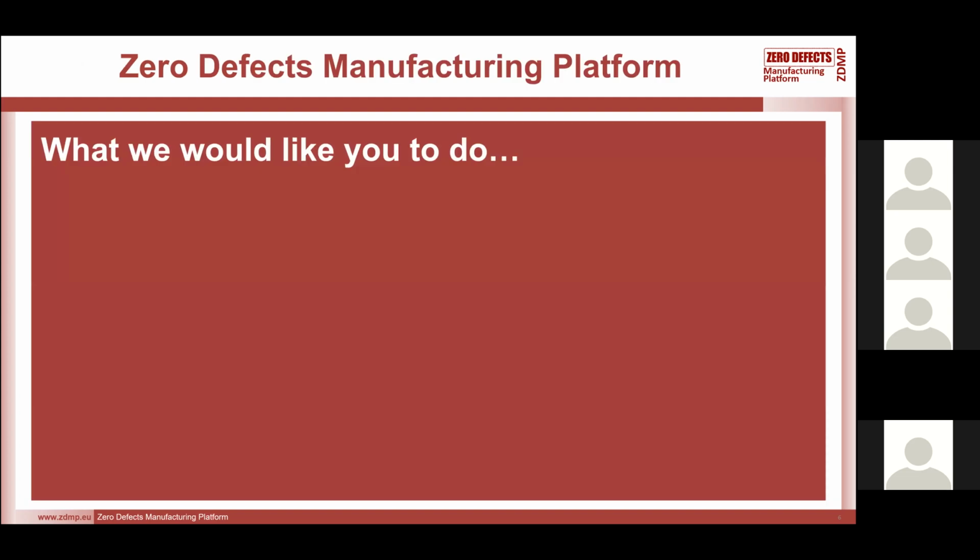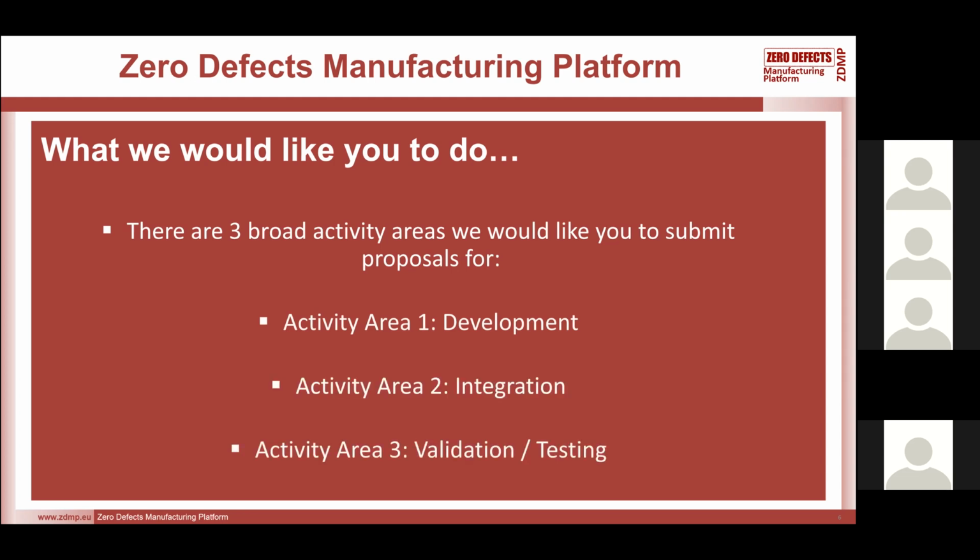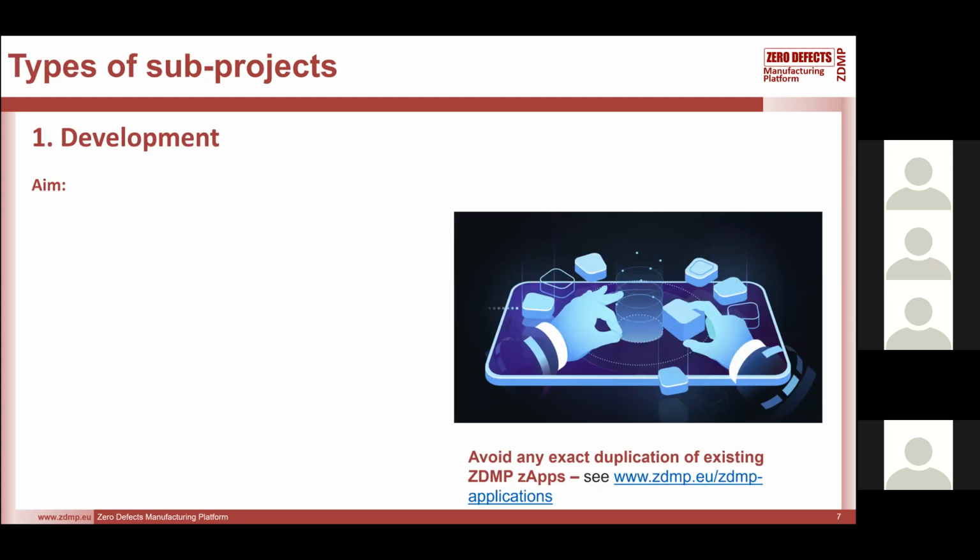So turning now to what we would like you to do. There are 3 broad activity areas we would like you to submit proposals for. The first is development, the second is integration, and the third is validation testing. And I'll cover those in some detail. First of all, development. The aim here is to create new applications and solutions for the enhancement of the Zdmp platform, what we call here ZApps.